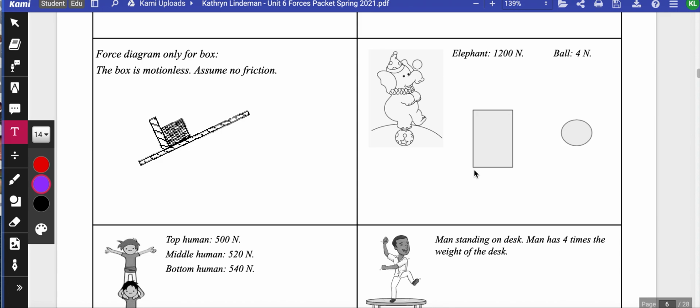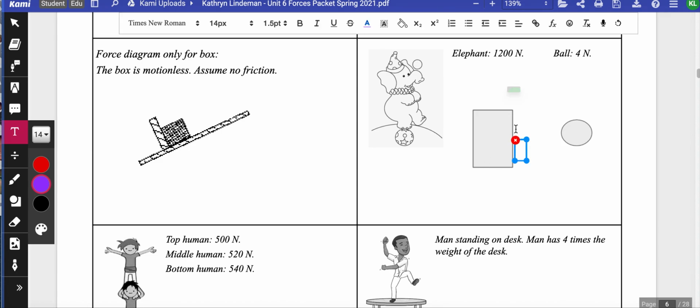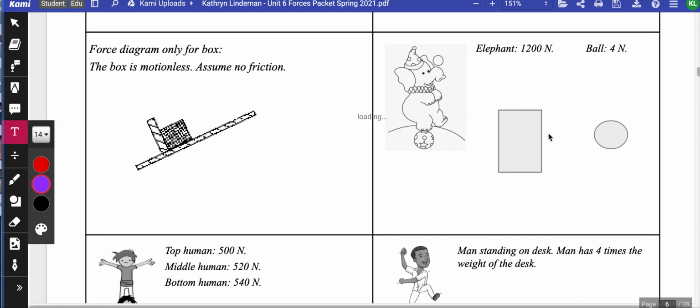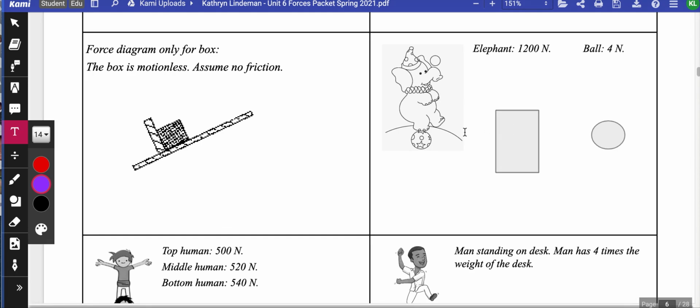Zoom in on the elephant. Oops. Let me zoom in a little bit more. Okay, so here we have the elephant. The elephant is on top of a ball. Okay. So whatever the object is that is on top, that's the normal free body diagram. Okay, we have no push forces for the object that is on top.